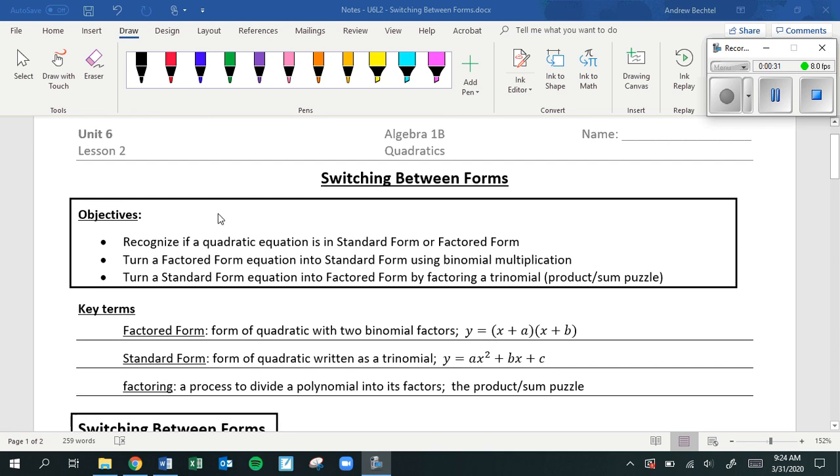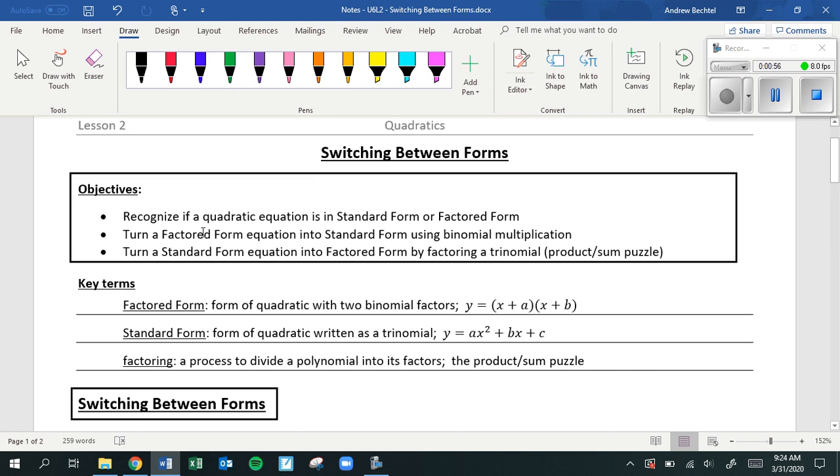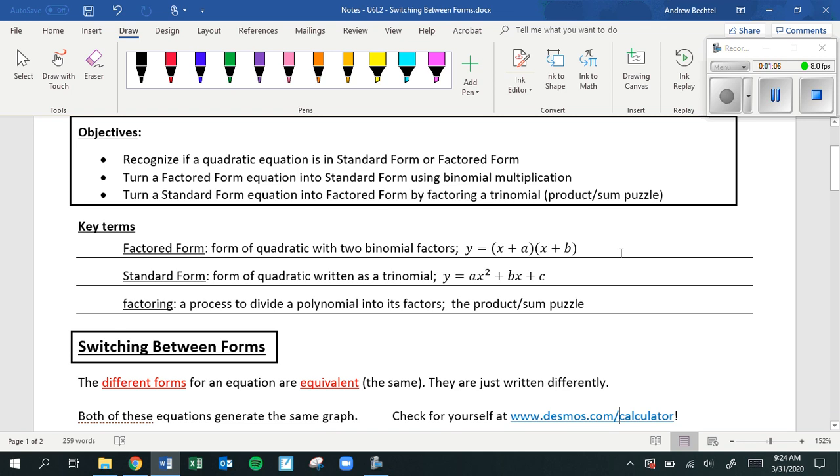Your objectives here are to recognize if a quadratic equation is in standard form or factored form. That's an important step before we do anything with an equation. We want to know what type of equation it is. From there, we're going to turn factored form equations into standard form equations using binomial multiplication. This is something that we learned in Unit 5. We multiplied and we drew those lines above and below. We're also going to turn a standard form equation into a factored form by factoring a trinomial. This is that product sum puzzle that I taught you in Unit 5 as well.